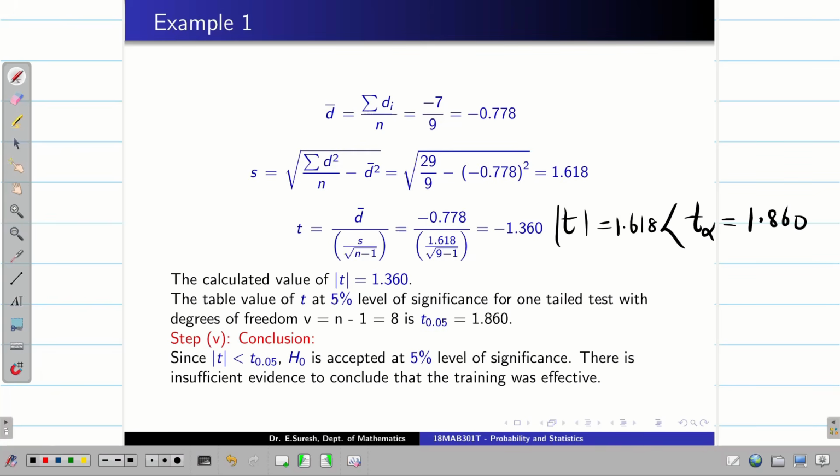Very obvious. H0 is accepted. So before and after training, there is no change among these two groups. They are not effective. We have to change for a new training group. Hope you understand, students.